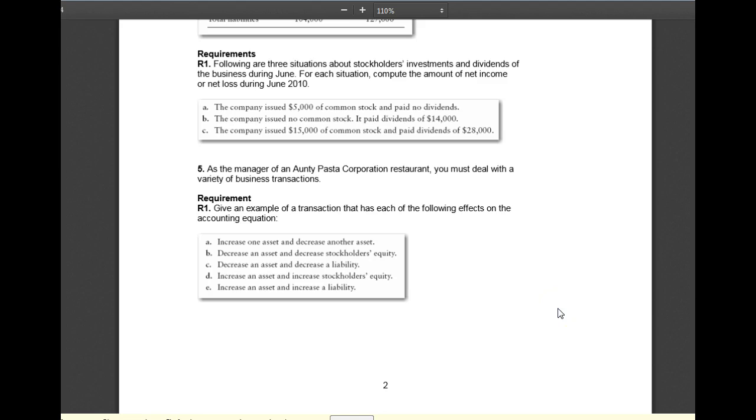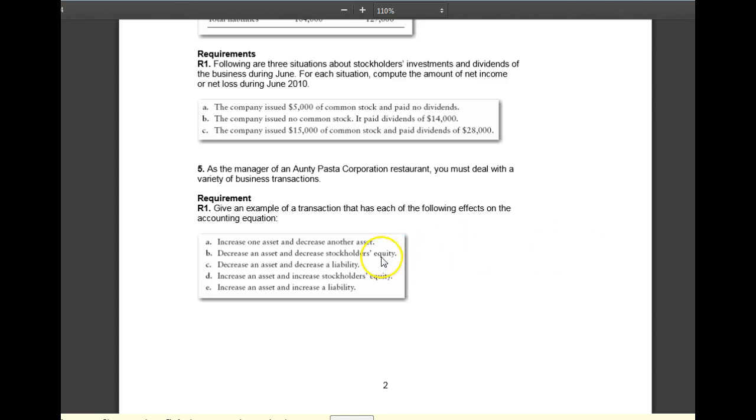So number 5 is asking us to evaluate the following effects on the accounting equation. Now, this sounds kind of scary again too, right? So, can you give me an example of an increase of an asset and a decrease of another asset? One thing would possibly be I bought supplies using cash. Cash, that's a decrease, right? And I bought supplies, that's an increase. So you can kind of see how those transactions work.